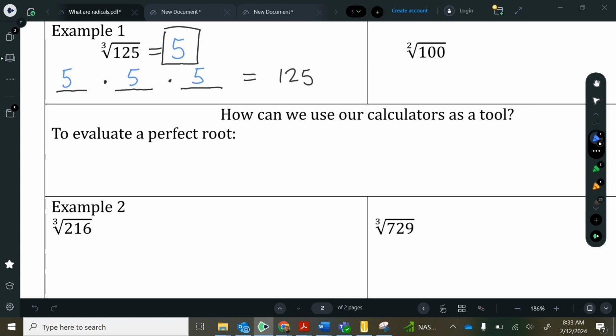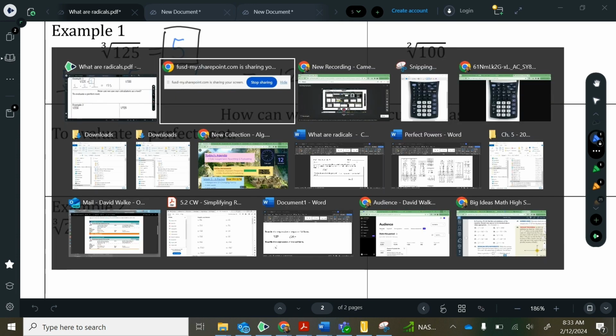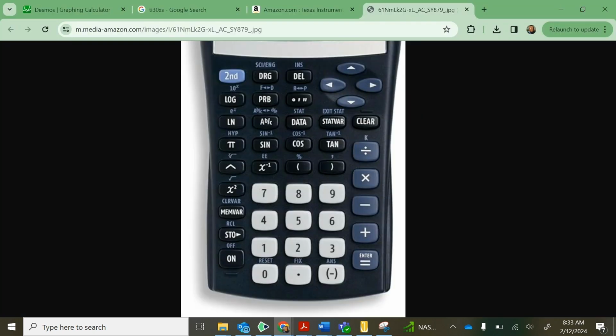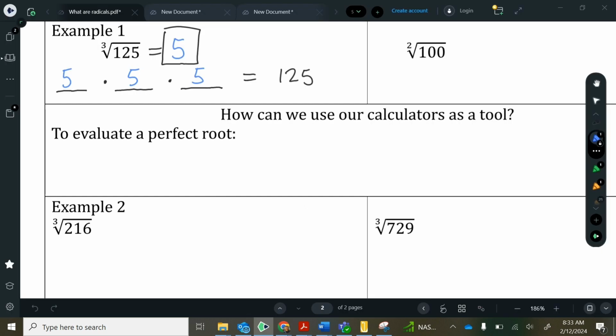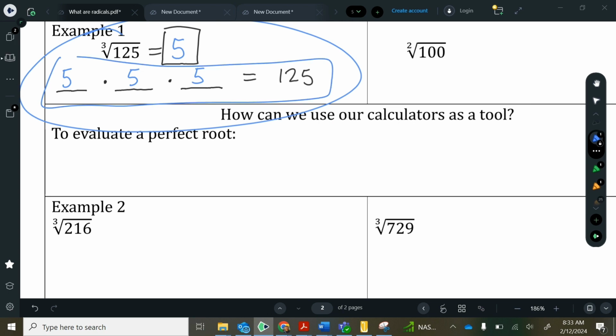Now, let's see. I'm going to show you here on Desmos first, and then I'll show you. I don't have the handheld TI-30 graphing calculator. I don't have one of those with me, but I'll show you on a picture how to do it on there first. So, all right, and let's just do this problem right here, which we just did. First thing we could do on a calculator is just confirm, right? Does this work? 5 times 5 times 5.